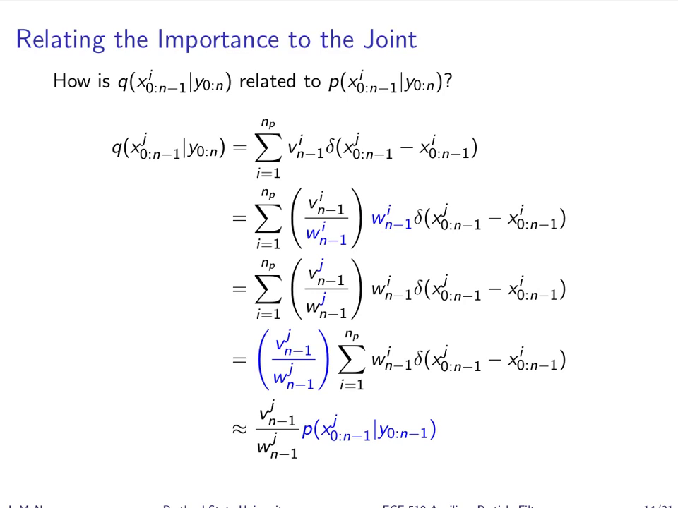But we're not done. We need to still figure out how our previous importance density is going to be related to, and this should be n minus 1. You can see that's what I end up with down here in the final equation. So relating it to the previous joint posterior. Make a note of that on the slides.